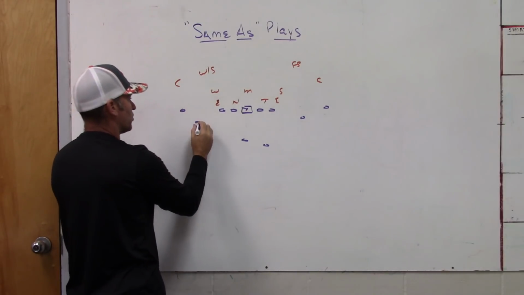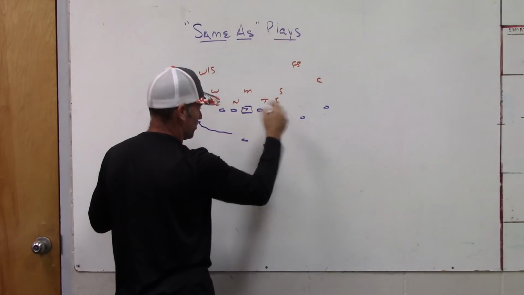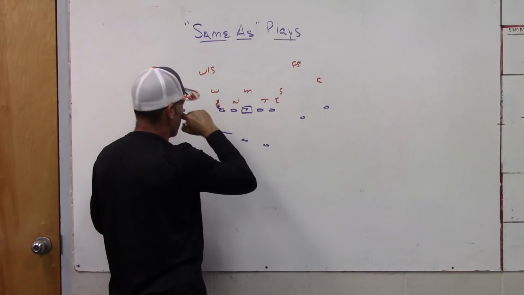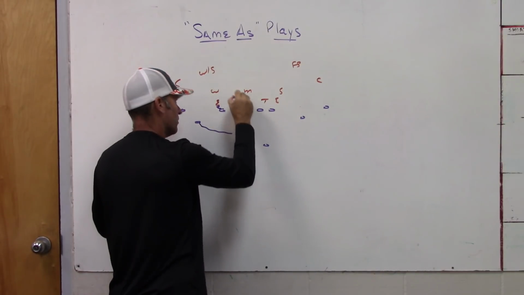And now we're going to run zone slice. So we're going to go same as motion, make it look like the jet sweep and everything else.